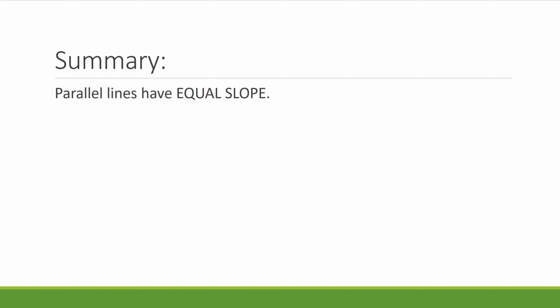Anyway, parallel lines, they have equal slope. That's the only thing I need to summarize for you. They have equal slope. So when you're asked if two equations are parallel, you can find their slopes. If they have the same slope, they are parallel. If not, they are not parallel.